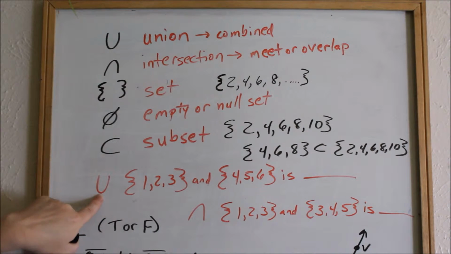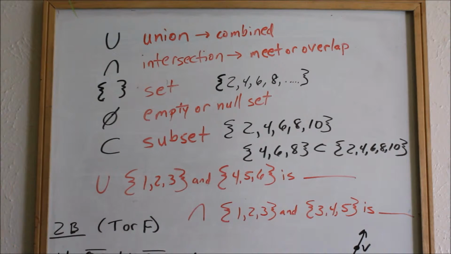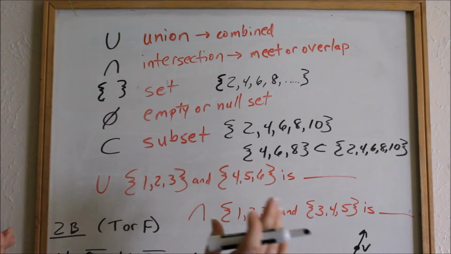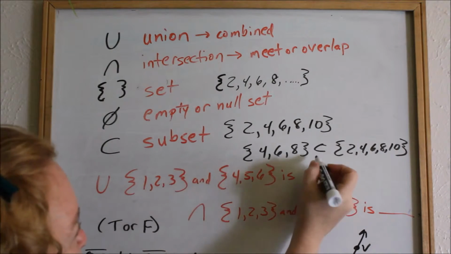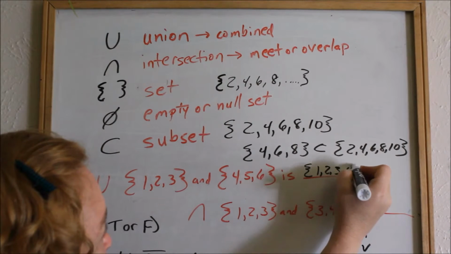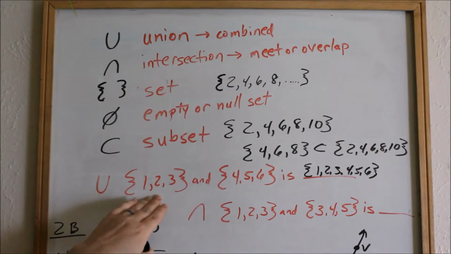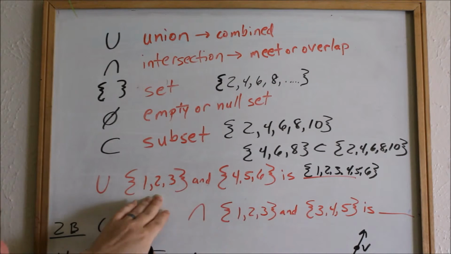If I want the union, remember U for union, the union of the set of 1, 2, and 3, and the set of 4, 5, and 6. If I am just taking those two things and combining them together, then I have the set of all the numbers: 1, 2, 3, 4, 5, 6. Because union means combined together. I just take this and combine them together.